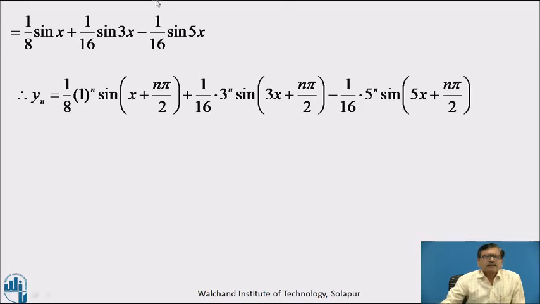Now we can write the n-th derivative term by term, therefore yn equal to 1 by 8 as it is, and the n-th derivative of sin x is 1 raised to n into sin of x plus n pi by 2, using the n-th derivative formula of sin ax, with a here 1, plus 1 by 16 as it is, and the n-th derivative of sin 3x is 3 raised to n sin of 3x plus n pi by 2, minus 1 by 16, the n-th derivative of sin of 5x is 5 raised to n into sin of 5x plus n pi by 2.